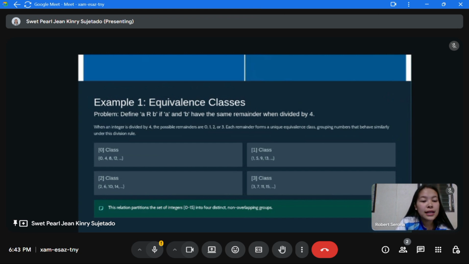Each group is an equivalence class. These groups don't overlap and they cover the whole set. This is what we call a partition. The set is cut into perfect non-overlapping groups.